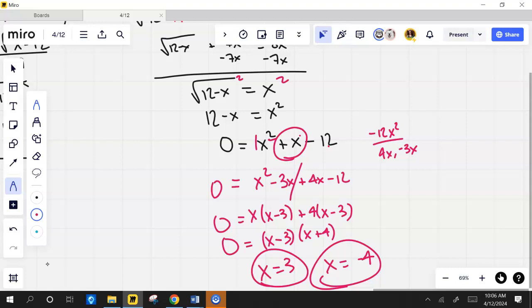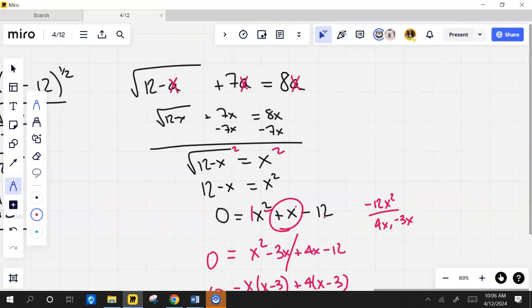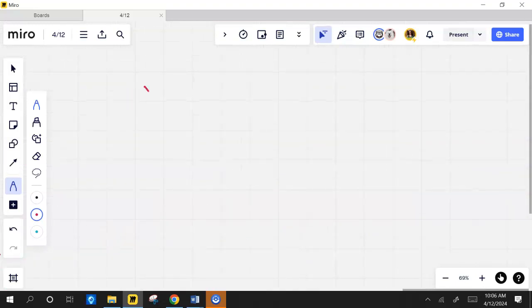All right. Y'all said to do a harder one. Y'all want one more like that? Let's do one more that does something like this. I'm going to let you try this one on your own.